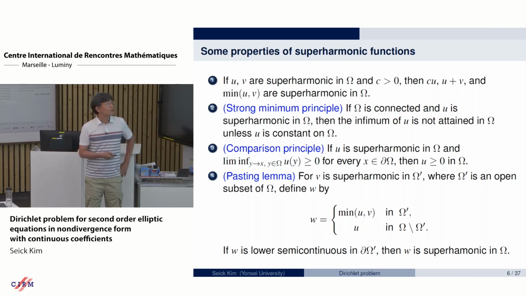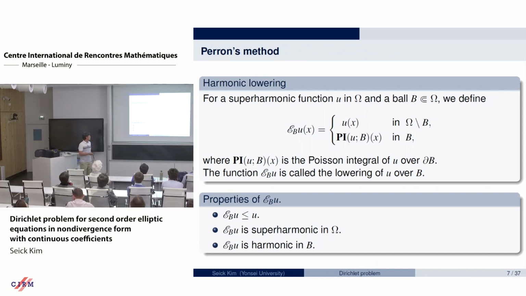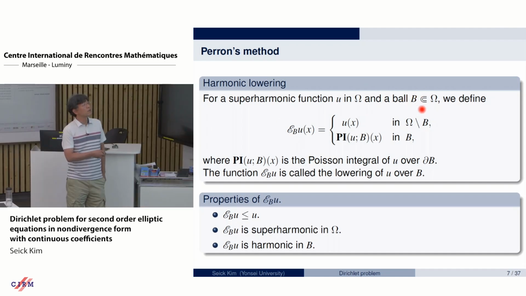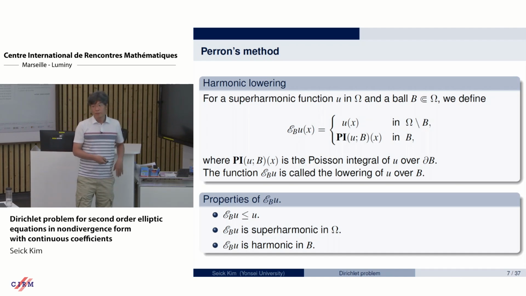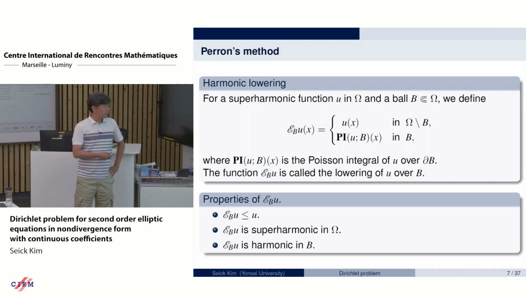Here comes Perron's method. If you have a superharmonic function, then you can define the so-called harmonic lifting. Given any small ball inside of omega, you keep u as it is outside the ball, but inside the ball you replace u by its Poisson integral. That is called the harmonic lifting of u over the ball, and this is the property.